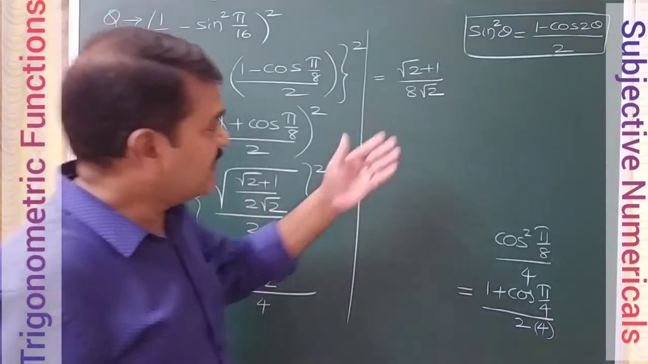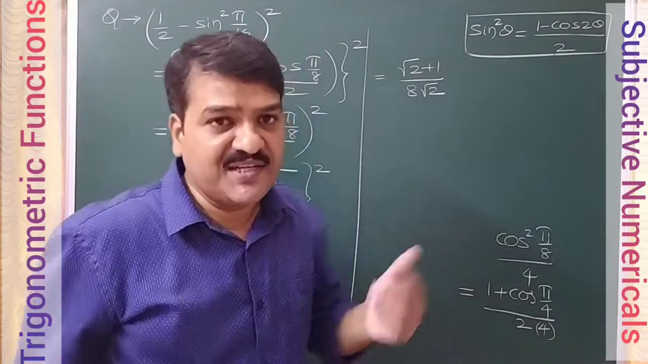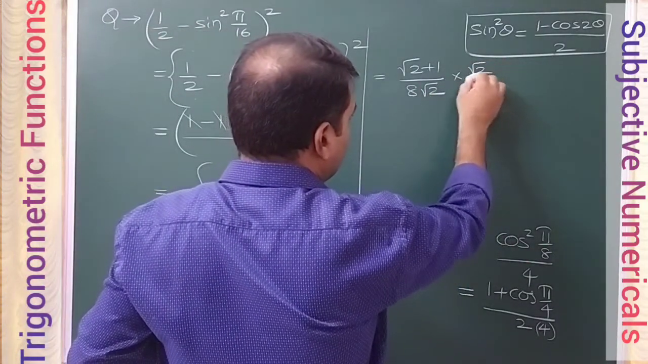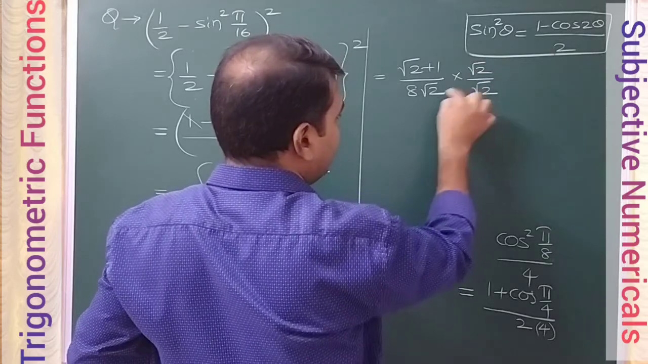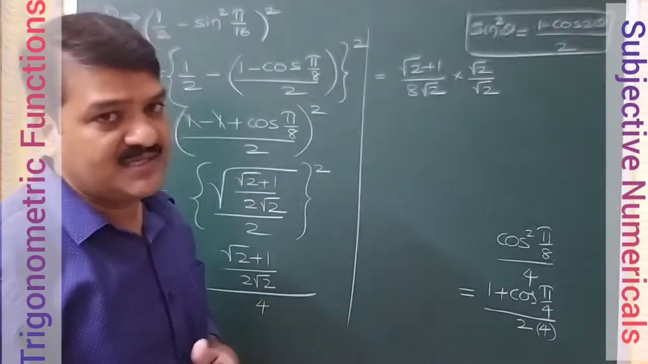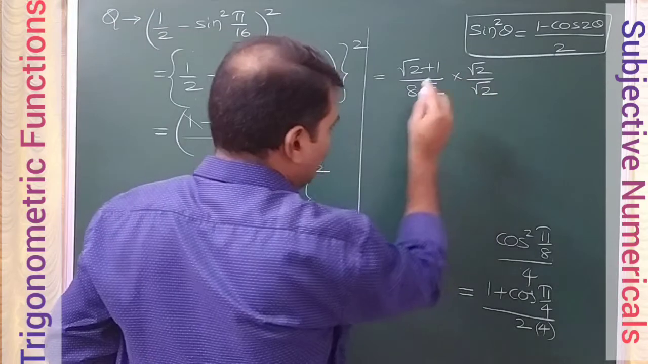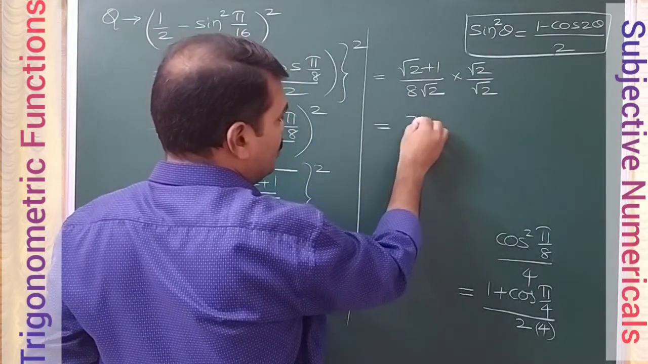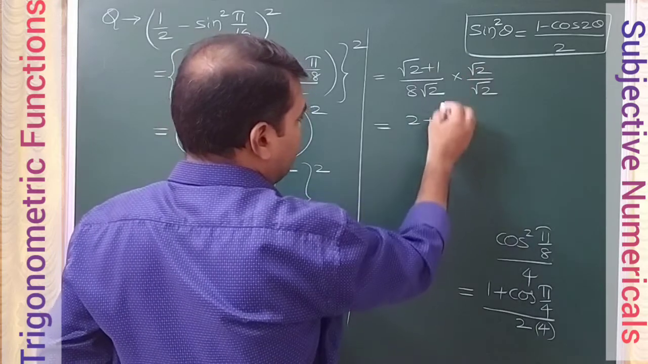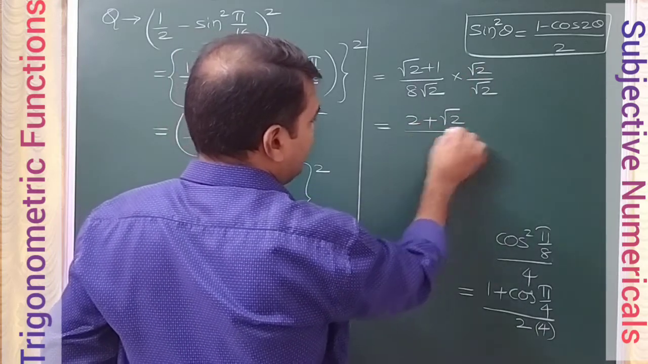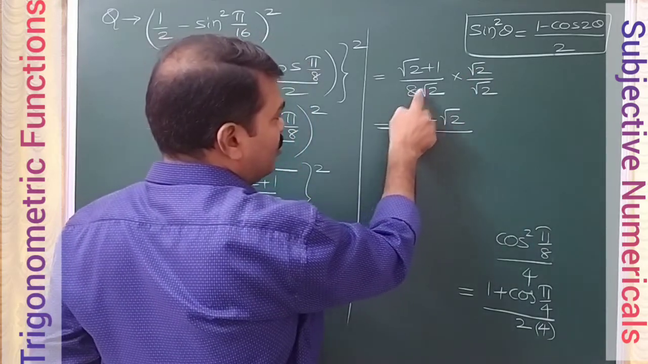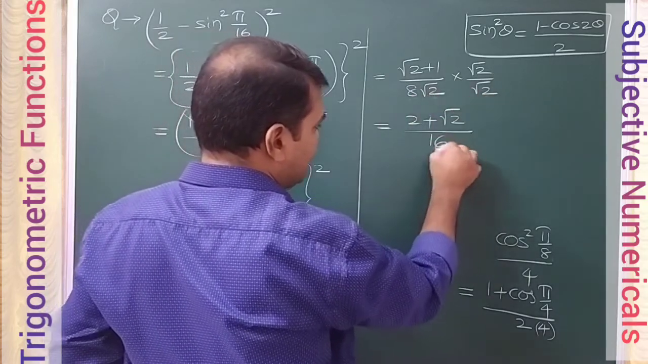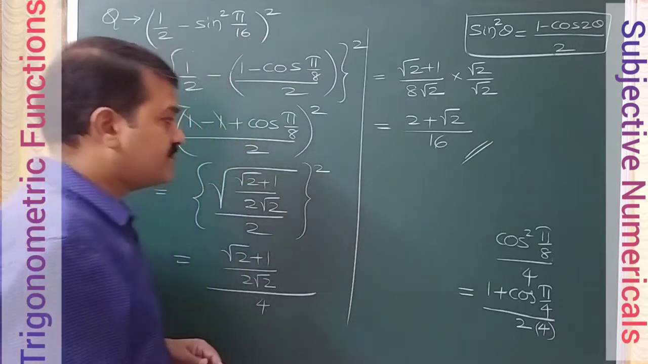And the denominator has root 2, so try to rationalize the denominator. Let us divide and multiply by root 2 just to rationalize it. Numerator: root 2 into root 2 is 2, and root 2 into 1 is root 2. Denominator: 8 into root 2 into root 2 is 8 into 2, which is 16. So this is your final answer.